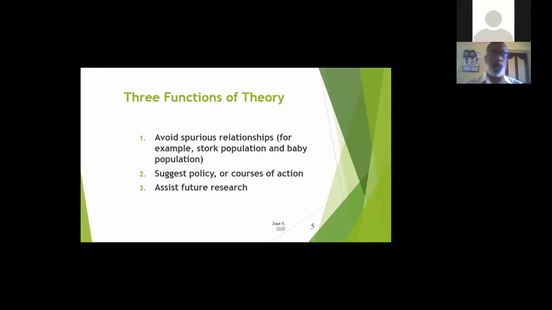And the second function of theory is to suggest policy. Oftentimes we think, you know, how do we make policy? Do we pull them out of a year? Pull them out of 10 years? Of course not, because we can't do that. We make or suggest and make policy by looking at a situation, both in reality and in terms of an understanding through a particular theory.